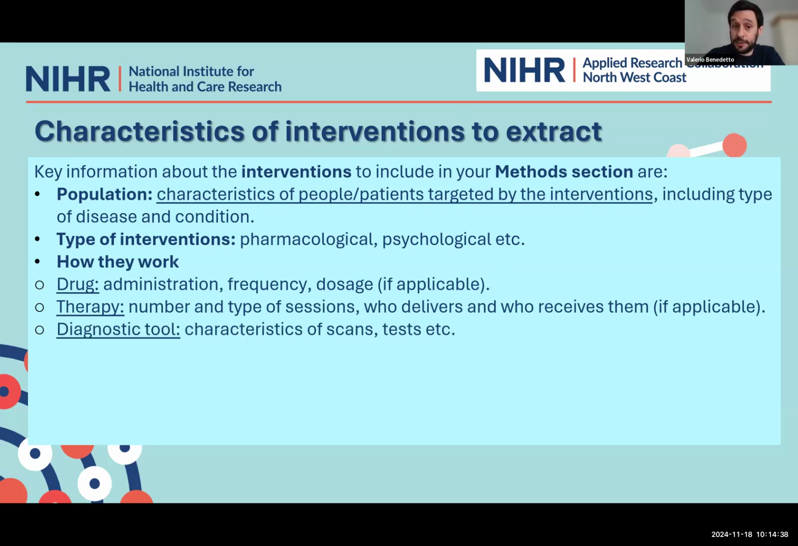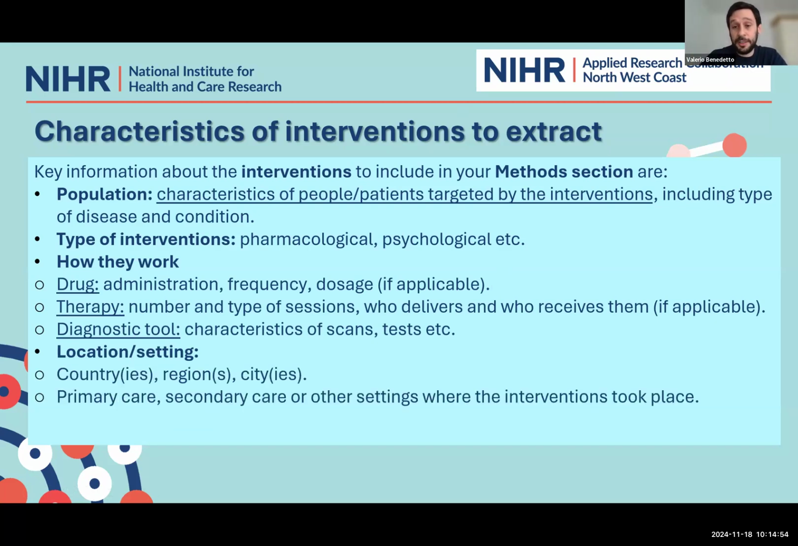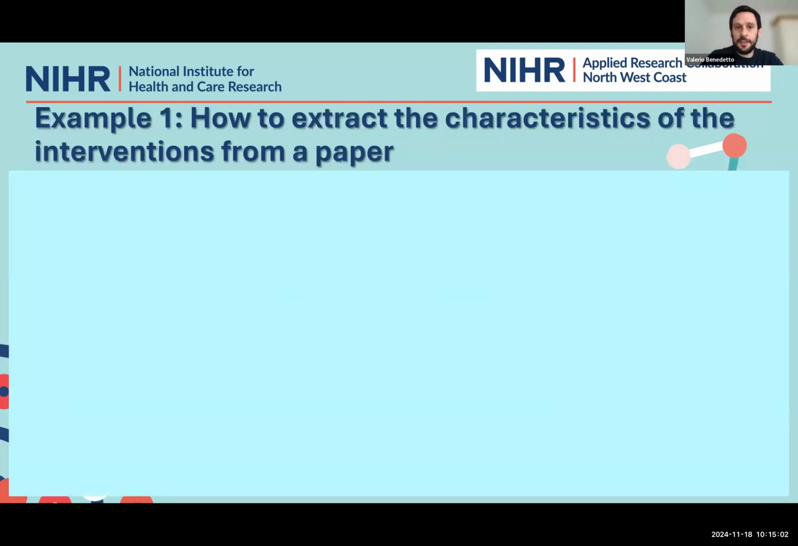If it's a diagnostic tool, we can try to extract information about the characteristics of the scans and the test and so on. And then we can also locate information about the particular location where the interventions took place: countries, regions, or cities, or even the type of care settings like primary care, secondary care, or other types of settings. This is an example of how to extract the characteristics of the interventions from a paper.